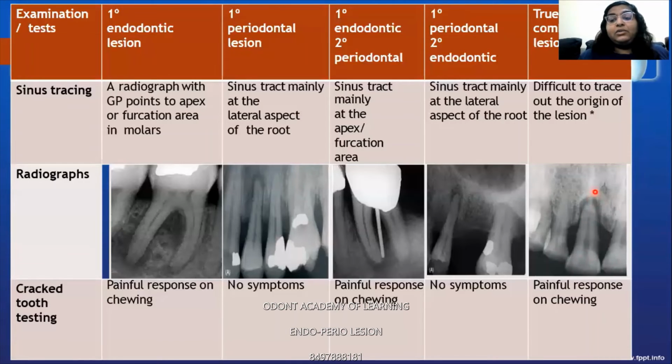So it looks like it's also extruded out of the socket. It's supra-erupted, and it has lost its entire periodontal support, and definitely it will be non-vital, okay.